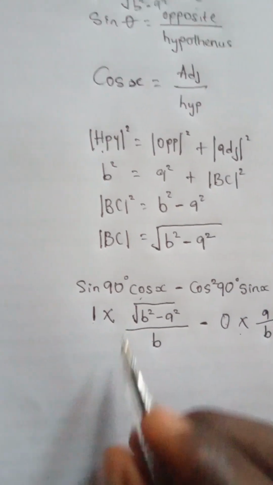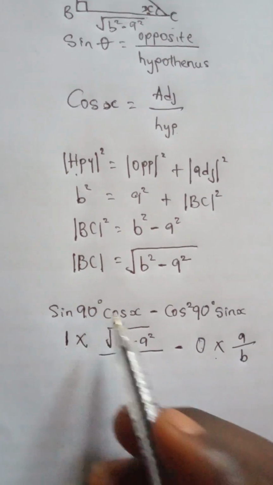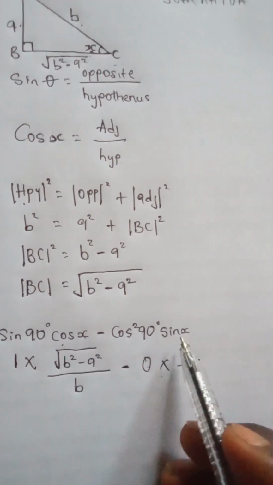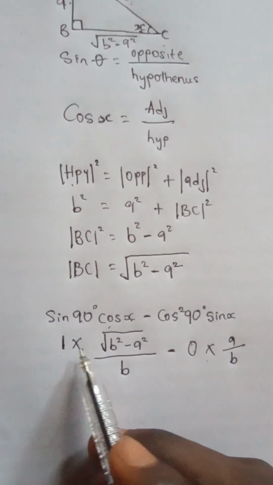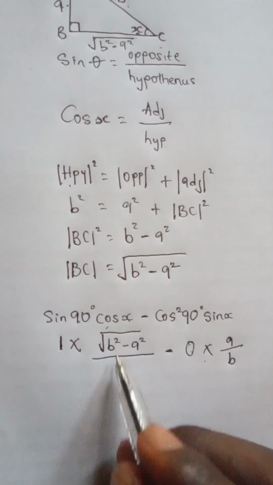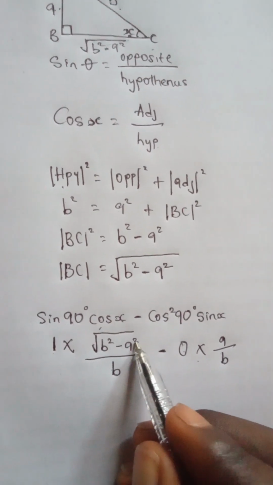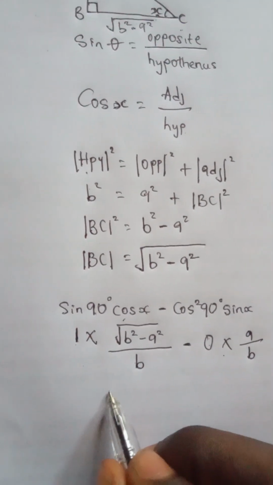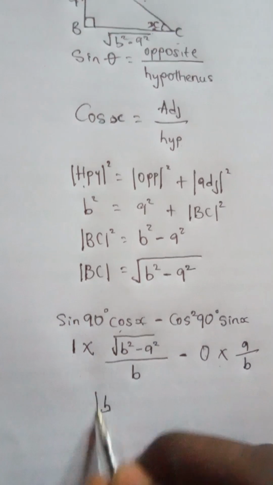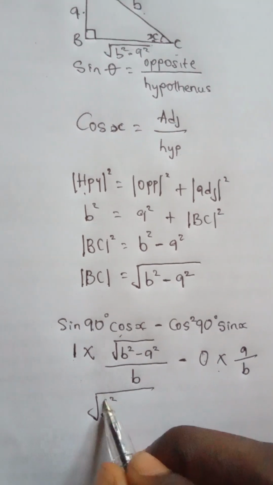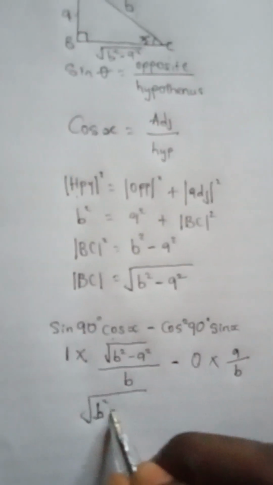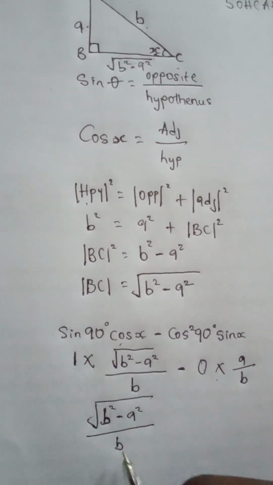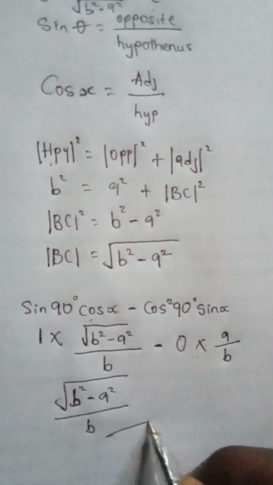So sine 90 degree cos x minus cos 90 degree sine x will be 1 times the square root of b squared minus a squared all over b. 1 times that, we are left with our final answer, the square root of b squared minus a squared all over b. Here is your final answer.